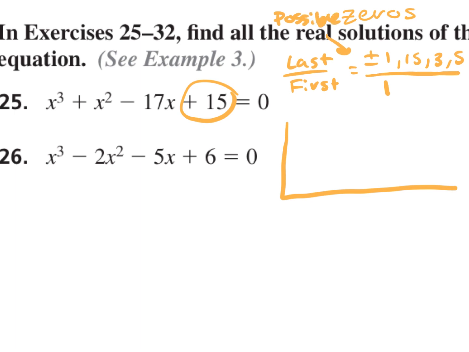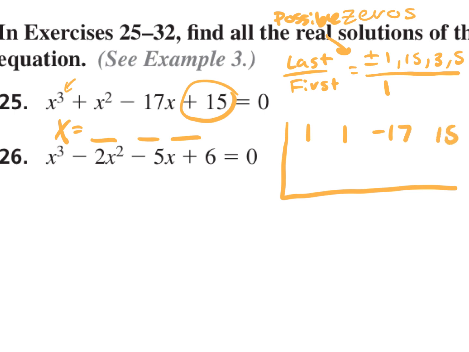But I need to see which ones are my actual solutions. How many answers am I going to have here? 3, because my highest degree is 3. So I have x is equal to, and I need 3 numbers there. What's going to go inside the box? 1, 1, negative 17, and 15.